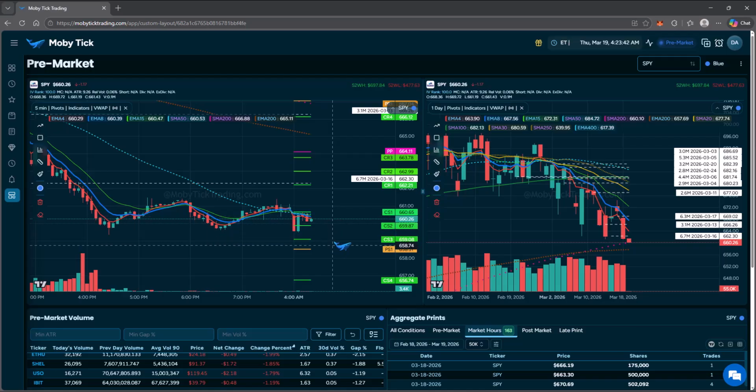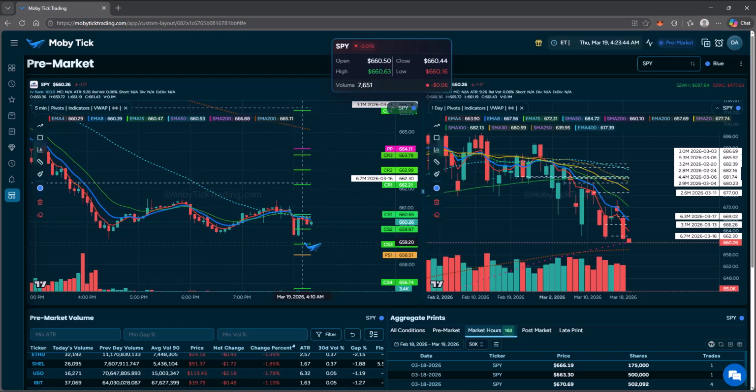So we're going to be bearish below 659. Let's get below here. I know it's early.